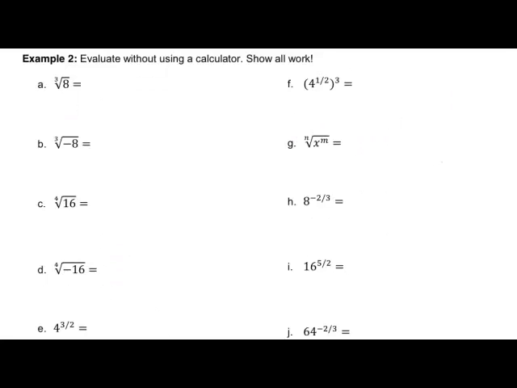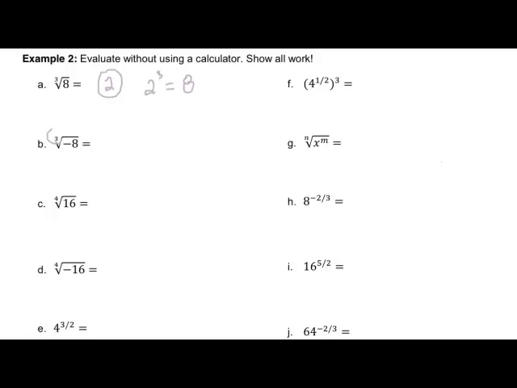For example 2, we are evaluating without using a calculator. So again, we're going to show the manipulation moving back and forth between radicals and exponents. So for part A, we have the cubed root of 8. Again, we want to think of what number are we going to multiply 3 different times to get 8, and that's going to be 2, because 2 to the 3rd power is equal to 8. For part B, we have the cubed root of -8.